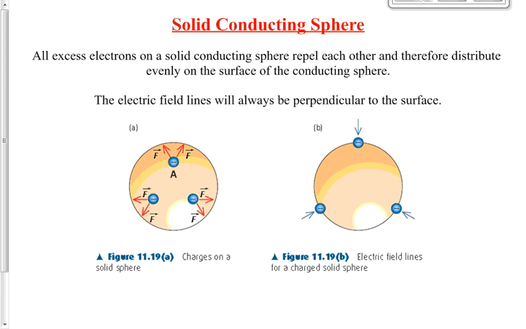The first shape that I want to look at is a solid conducting sphere. It's like a marble, except it's made out of a conductor instead of glass. Everybody take a look at the diagram down here, okay?